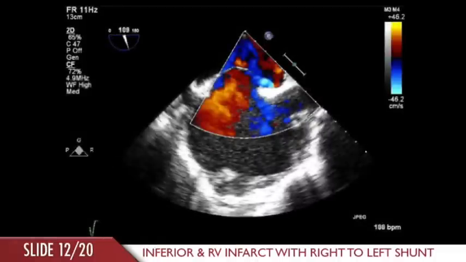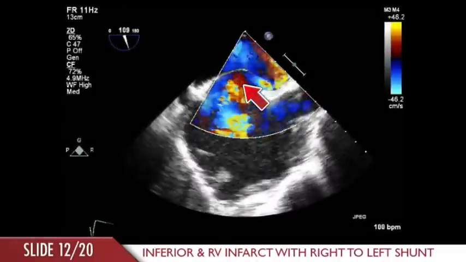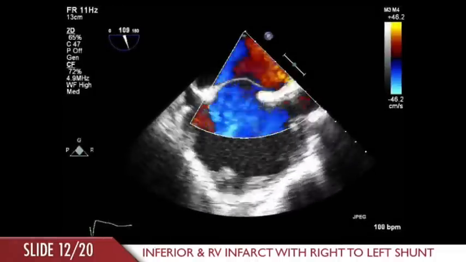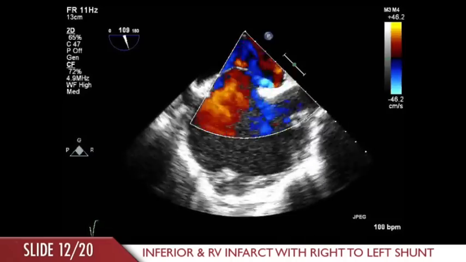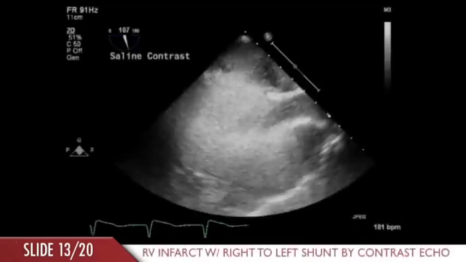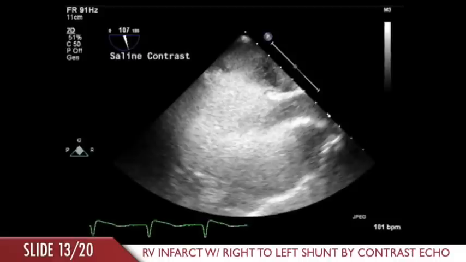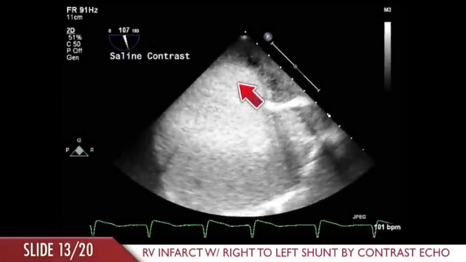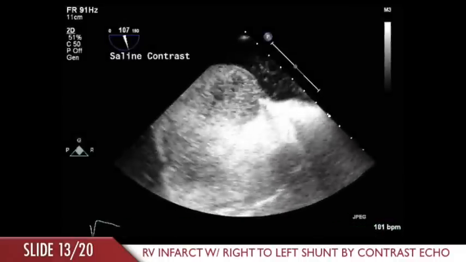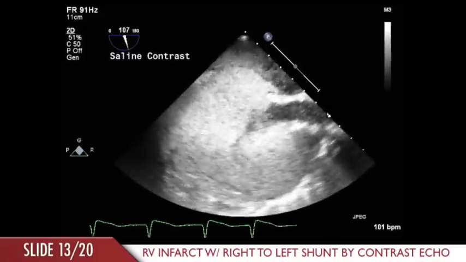The color Doppler signal confirms a significant right-to-left shunt. Injection of intravenous agitated saline confirms the presence of a significant right-to-left shunt, which was the cause of hypoxia in this patient.